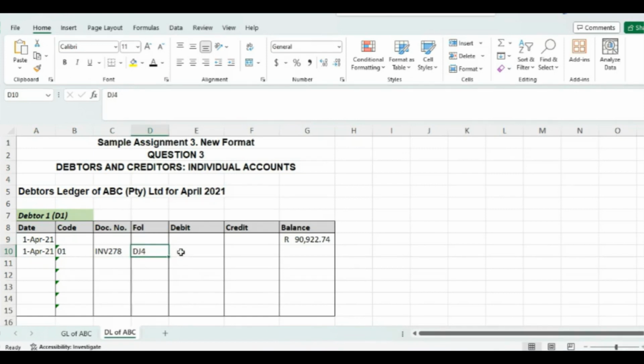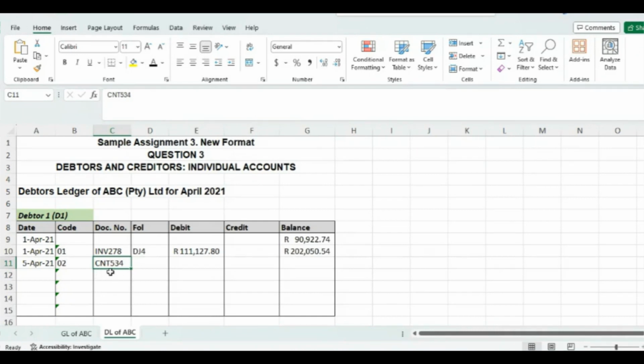And of course, since creditors control is an asset account, we are going to debit his account with the amount of the sale, and the balance will increase accordingly. Then on the 4th, what is happening there? Well, there is this return. Okay, he brings back some of it.